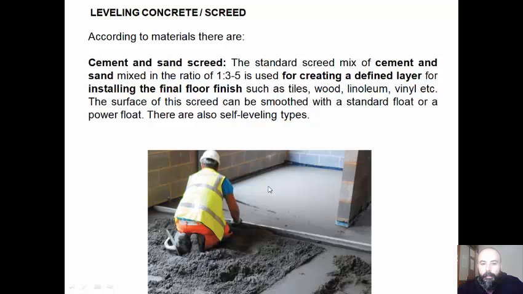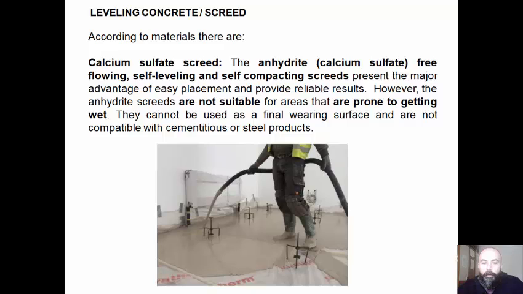According to the materials, there are cement and sand screed. The standard screed mix of cement and sand mixed in the ratio of 1/3 or 5 is used for creating a defined layer for installing the final floor finish such as tiles, wood, linoleum, vinyl. The surface of this screed can be smoothed with a standard float or a power float. There are also self-leveling types. Or there are calcium sulfate screeds.